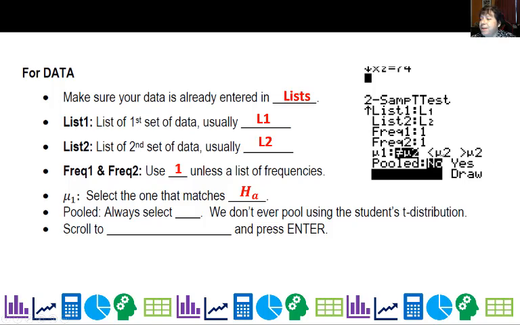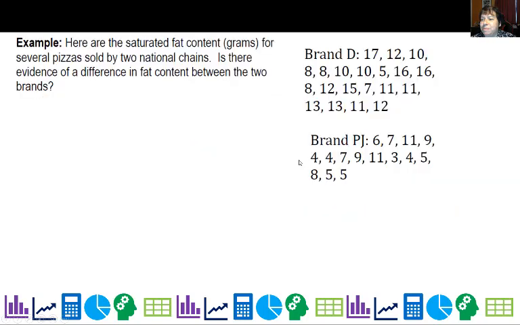Make sure that this line matches your alternate hypothesis, just like before. We're still sticking with pooled, and then we come down to this blacked out area for me, which says calculate, and then you press enter, and it will give you the results.